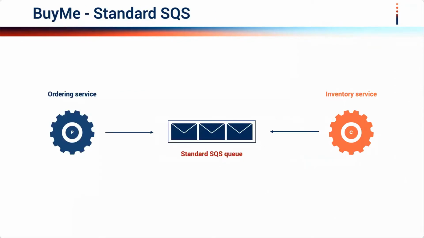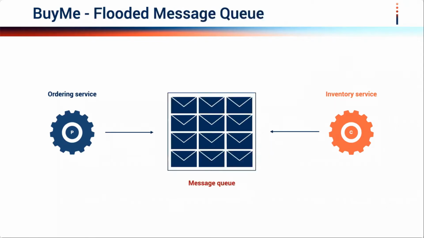For these reasons, the team decided that an AWS standard SQS queue would be a good choice to handle messaging between the ordering and inventory services. After some weeks of testing and development, the transition was completed and the company confidently moved their new AWS architecture into production. In the beginning, everything appeared to be working smoothly.